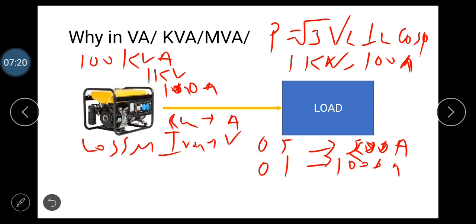Okay, so here there are two things we have to consider. One is the loss, which is independent of the power factor. Second, the alternator is manufactured for the maximum insulation and current level, not for the power factor. So that is why these alternators are rated in VA or kVA, that is kilovolt ampere, or MVA. Okay, thank you.